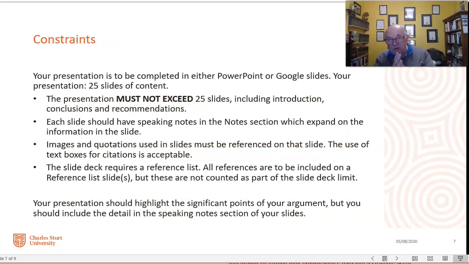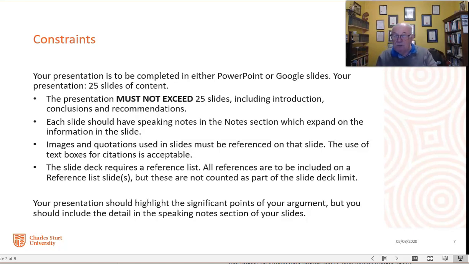So your constraints are these. You've got to present in either PowerPoint or Google Slides, one of the two. You have 25 slides maximum, including your introduction, conclusions and recommendations. Now each slide should have some speaking notes in the notes section, which is not normally visible in the slideshow, which expand on the information in the slide. If you're using any images or quotations in a slide, you've got to reference it on that slide.